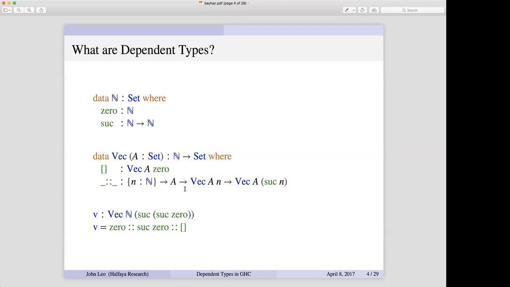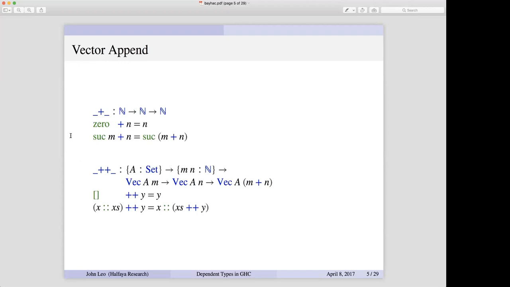Any other things? Okay, so let me make sure I covered everything I wanted. All right, good. So let's look at something we can do with this. I'm going to define addition, right? This is pretty simple. Zero plus anything is anything. And then the successor of M plus N is just the successor of M plus N. This is your typical way to inductively define addition.